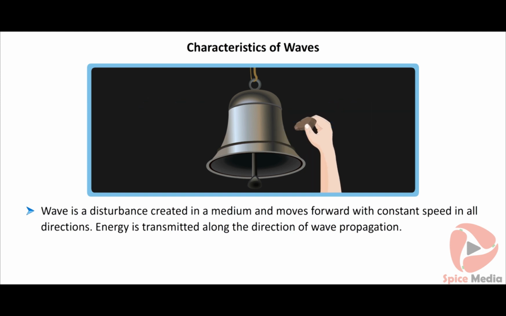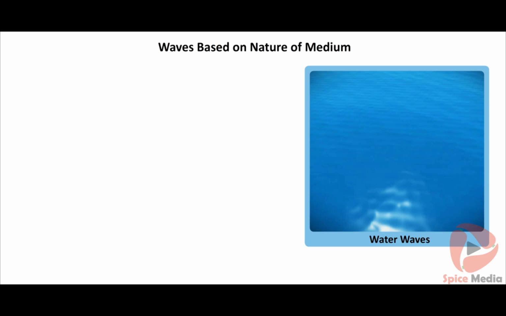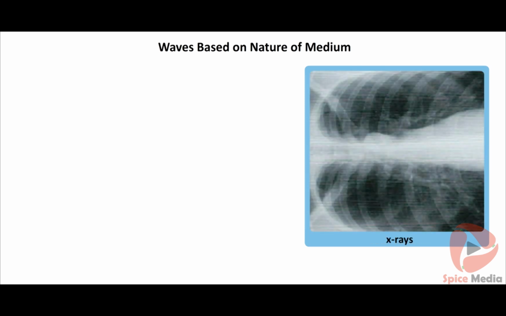When we strike a bell gently with a stone, a gentle sound is produced. The sound which we hear travels from the bell to the ear through air medium. In the above example, there is no transport of particles of the medium, but energy is transmitted. You see different types of waves in your daily life, such as water waves, sound waves, X-rays, and so on. Can you differentiate between these waves?